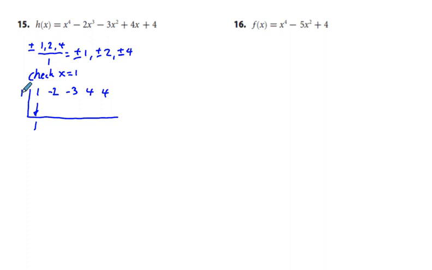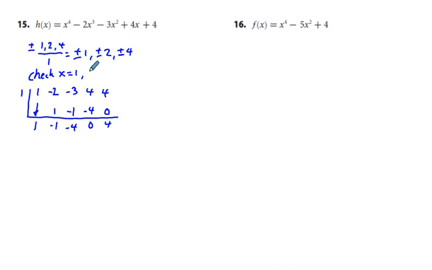We have 1. 1 times 1 is 1. Negative 2 plus 1 is negative 1. 1 times negative 1 is negative 1. Negative 3 plus negative 1 is negative 4. 1 times negative 4 is negative 4. We have 4 plus negative 4 is 0. And then we have 1 times 0 is 0. And we have a remainder of 4.